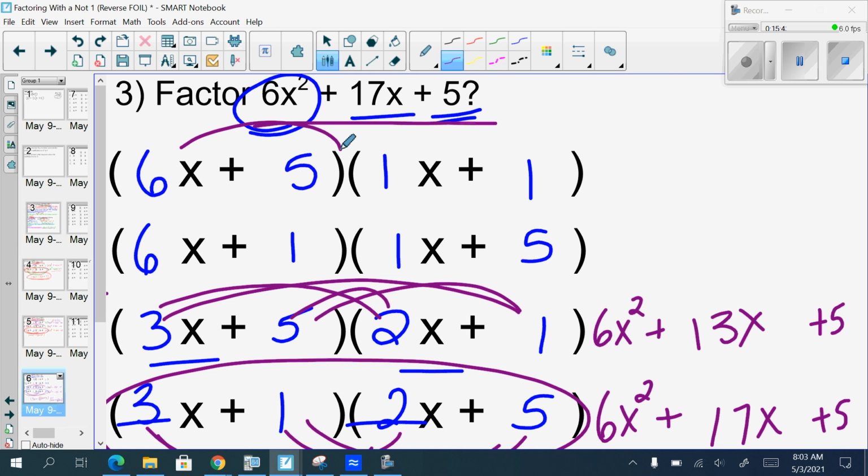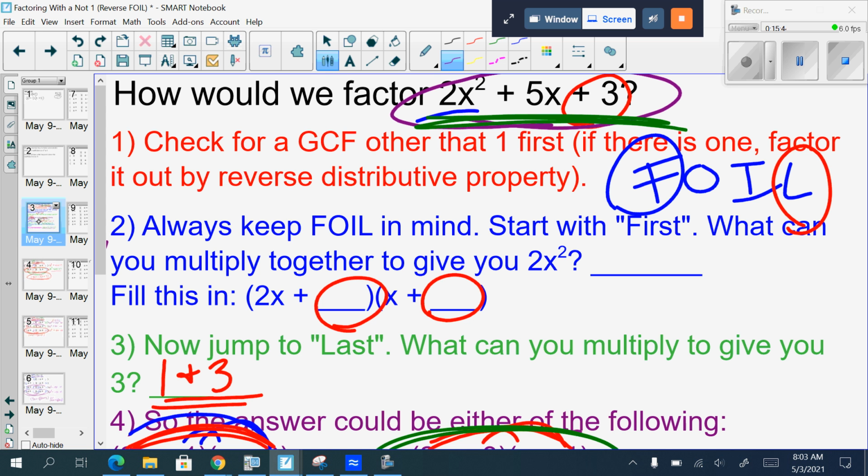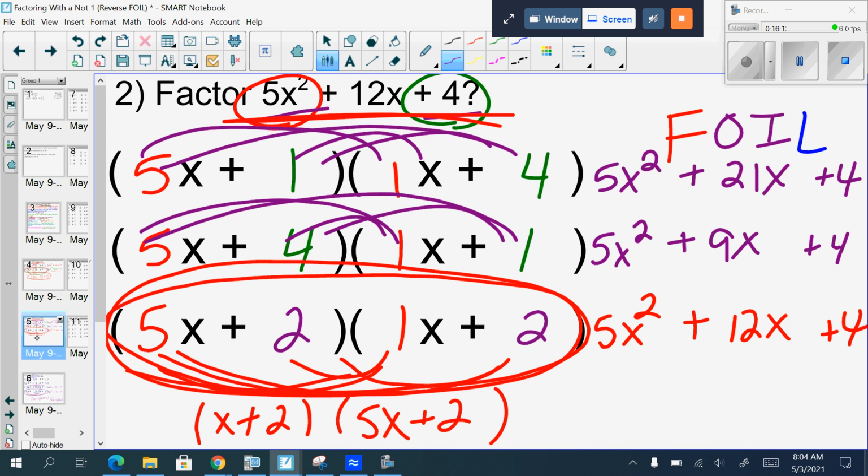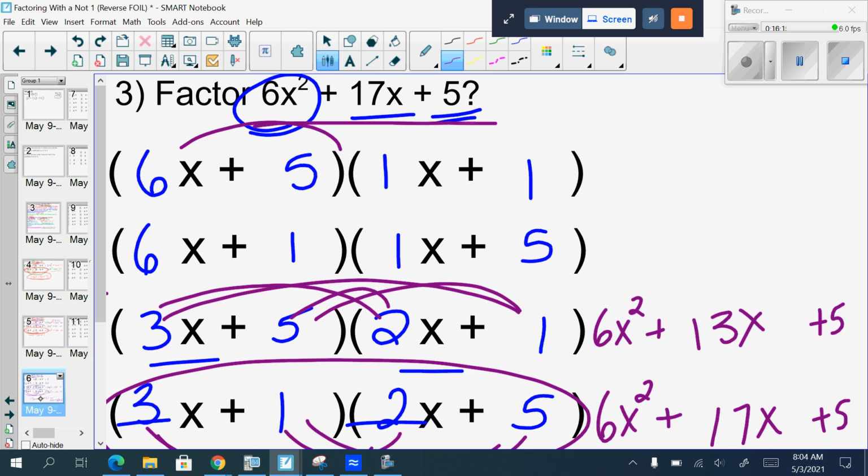Now go back to your directions at the front of the page again. This is something, I apologize, that I tend to forget to ask you sometimes, because it's so second nature for me that I just look at it and I know when there's not a greatest common factor. But you really should be asking yourself that every time. We talked about it in the first one, and then I forgot to ask you on the other ones. There was no greatest common factor other than 1 on these other ones. There's nothing that goes into 3, 22, and 7. Nothing that goes into 5, 12, and 4. Nothing that goes into 6, 17, and 5.